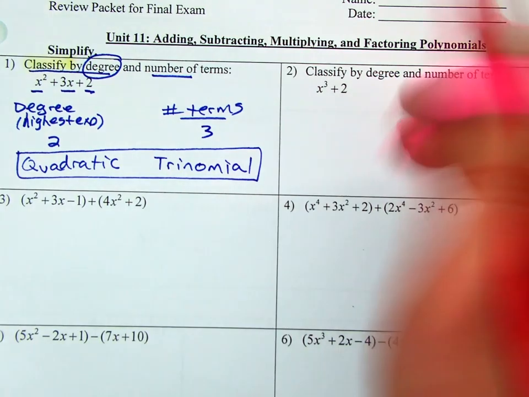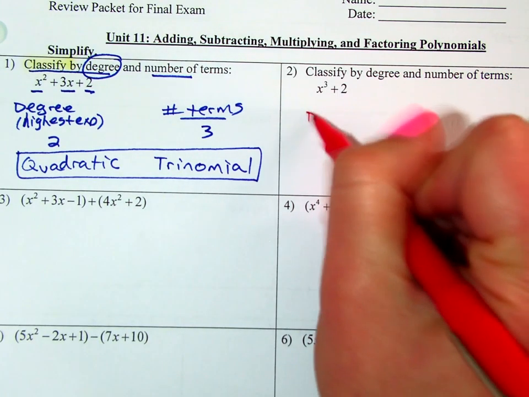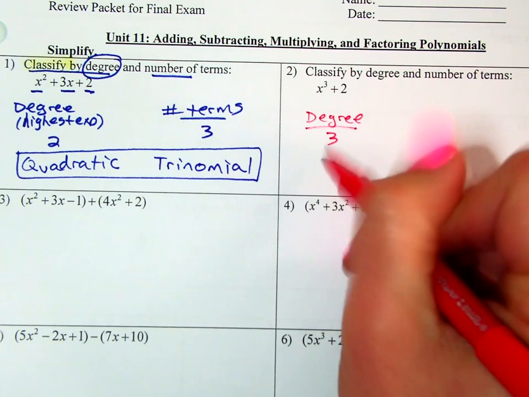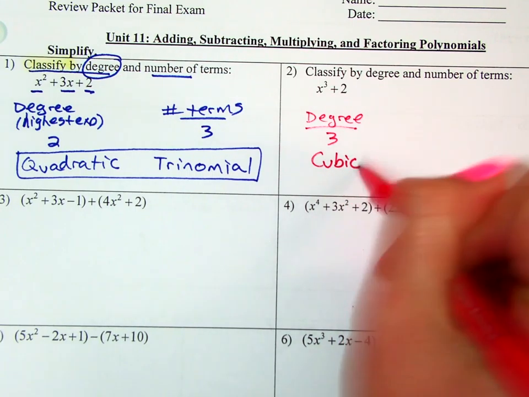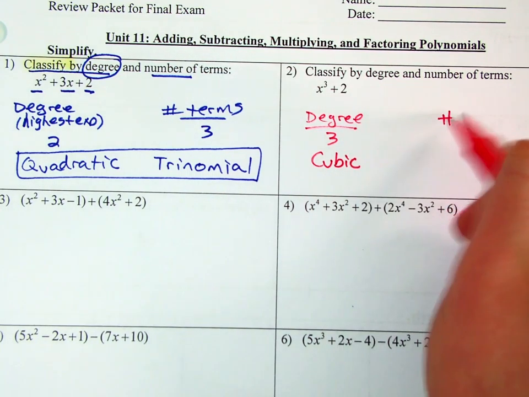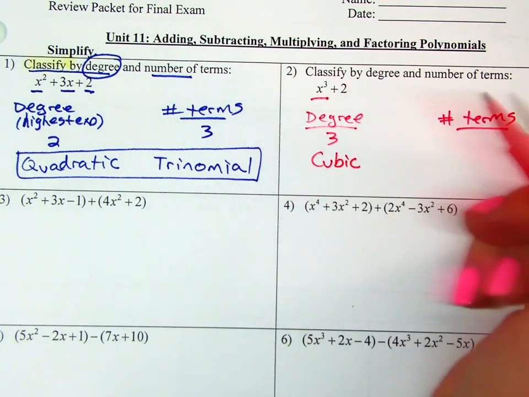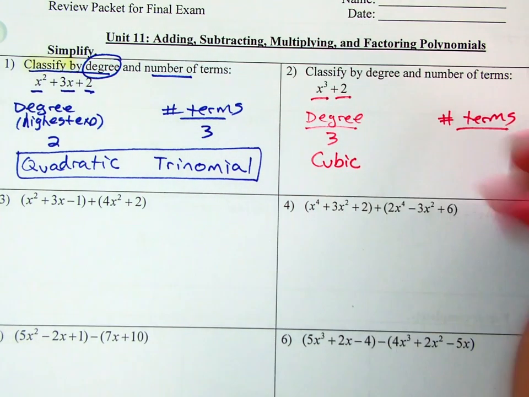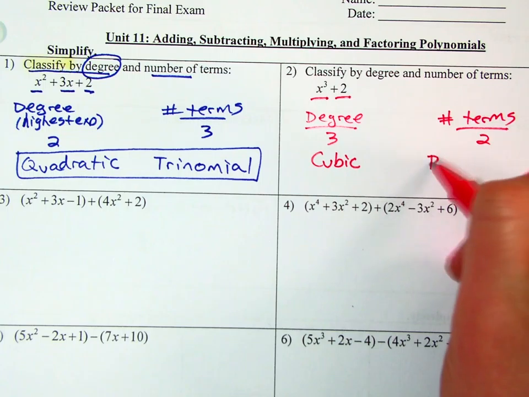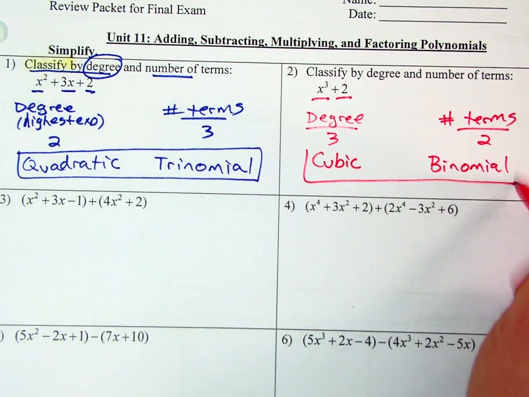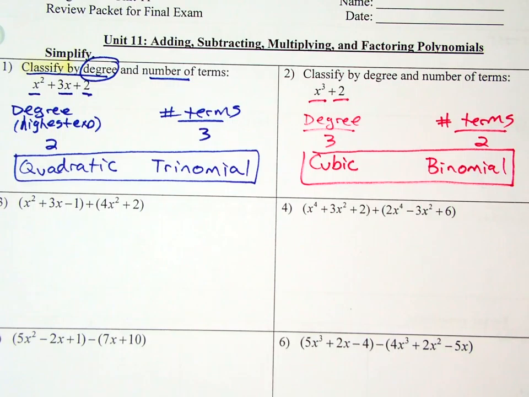Then the next one we look at, again, degree being the highest exponent. In this case, my highest exponent is 3, making it a cubic. And then we have to think about the number of terms, right? And there's 1, we stop at the addition or subtraction sign, 2. So since there's 2 terms, we call it a binomial, which means that this is a cubic binomial.